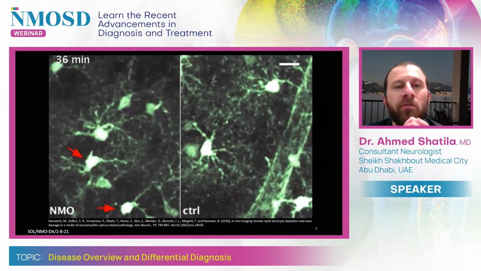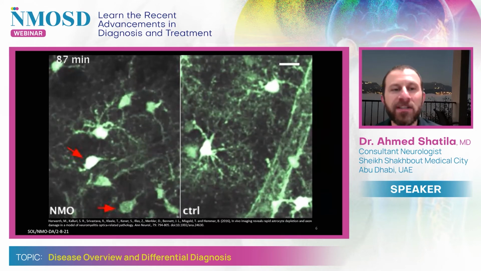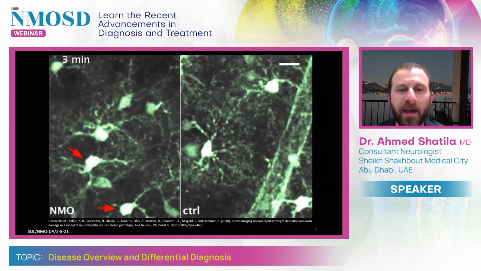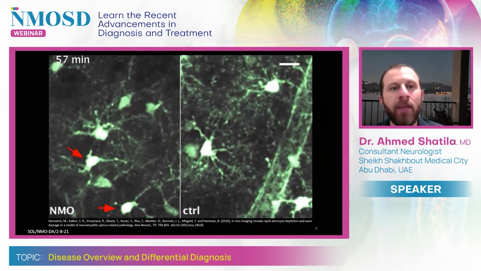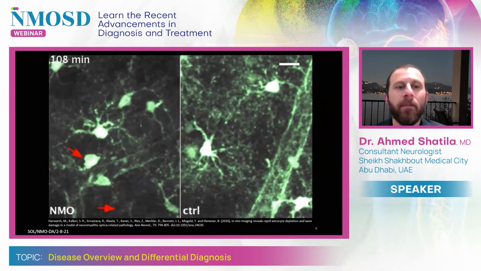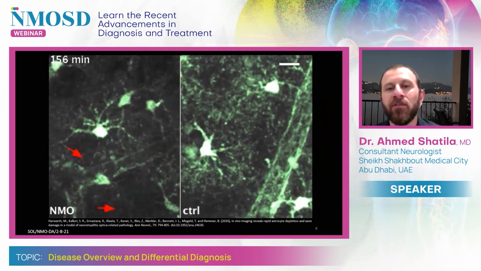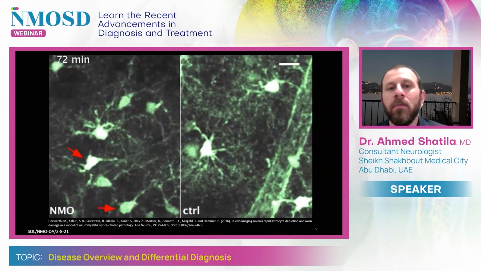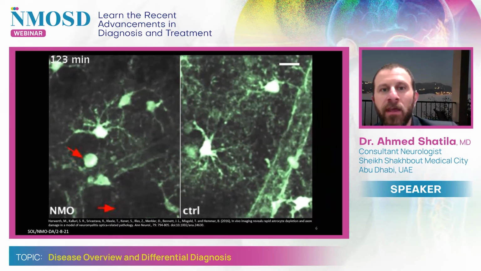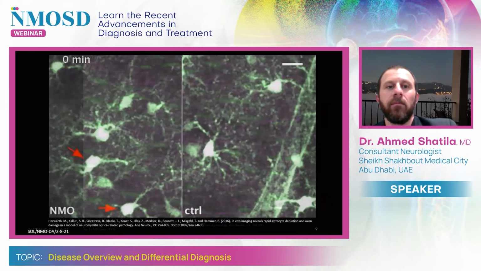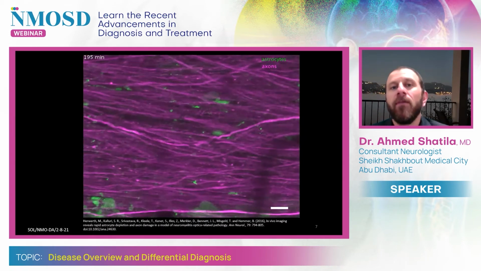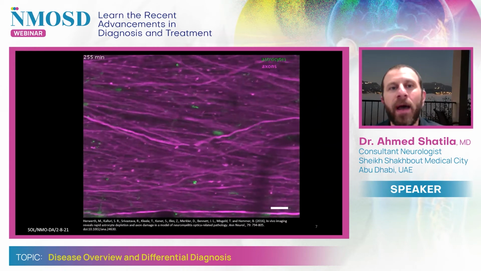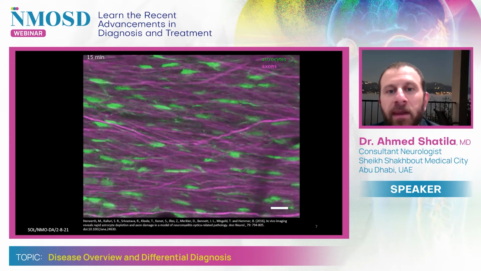So when you look at this little video right here, you can see this is a very fast forward. The arrows are what I want you to keep in mind. The arrows are your astrocytes, and as you can see, as we go through time, the astrocytes swell up, they die, and on the right side of the screen, you have the healthy controls who don't have NMO, and those astrocytes are healthy and well and doing fine. When you look at this video right here, you can see the myelin is in green, and as time goes by, you get myelin destruction, demyelination.